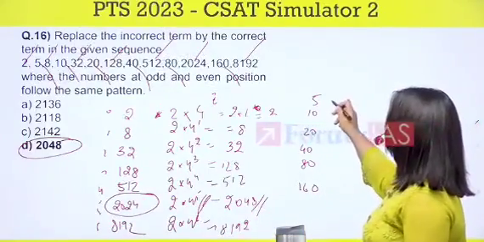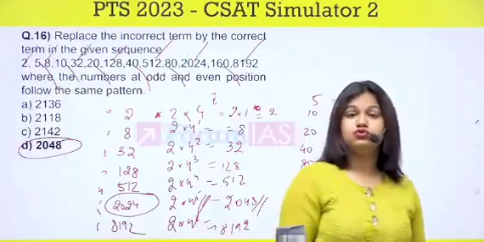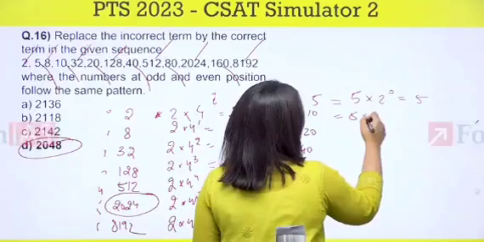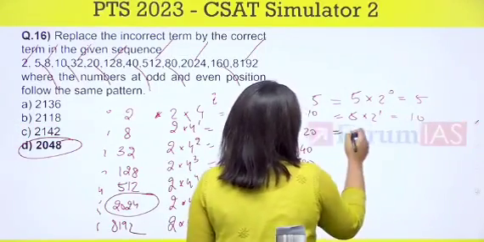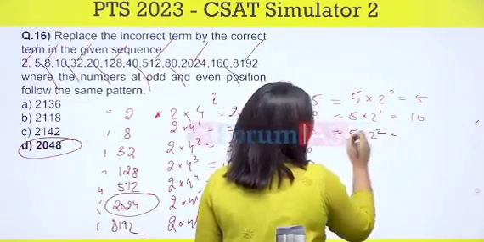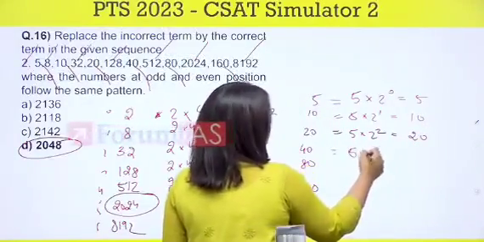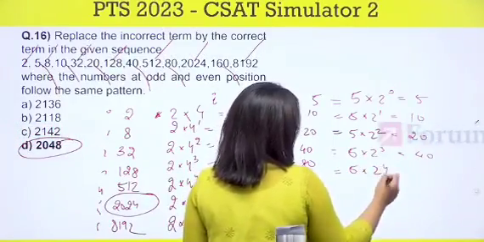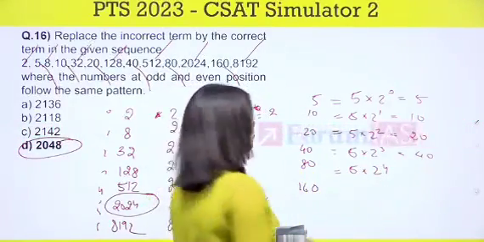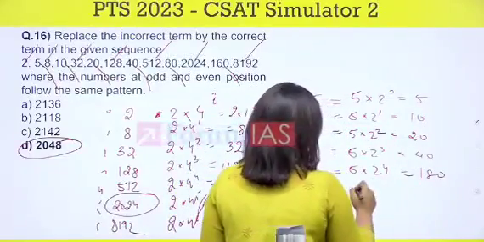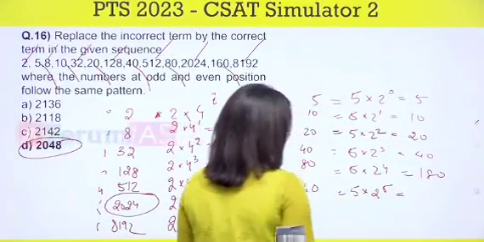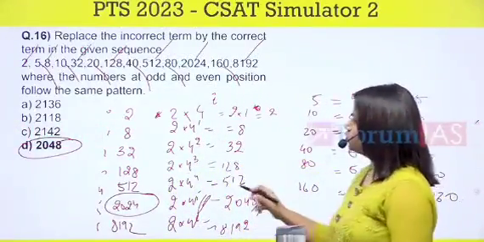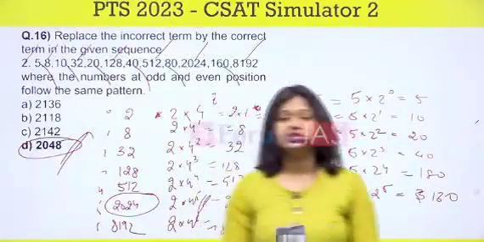Now let's look at the other series. This one is 5 into 2 to the power something. So 5 into 2 to the power 0 is 5. 5 into 2 to the power 1 is 10. 5 into 2 squared, 2 2s are 4, 4 5s are 20. 5 into 2 cubed, 5 into 8, 40. 5 into 2 to the power 4, 8 2s are 16, 16 5s are 80. And 5 into 2 to the power 5, 16 2s are 32, 32 into 5, 160. So this series is okay. I found a mistake in the first series, 2048.